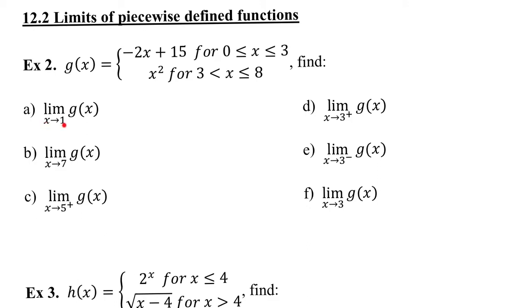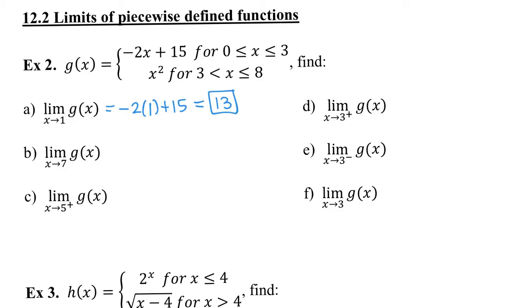So the first one says the limit as x approaches 1. X is 1, which is between 0 and 3, so I'm going to use this algebraic expression. There's no reason not to just substitute it in because it is continuous at x is 1. So negative 2 plus 15 is 13.